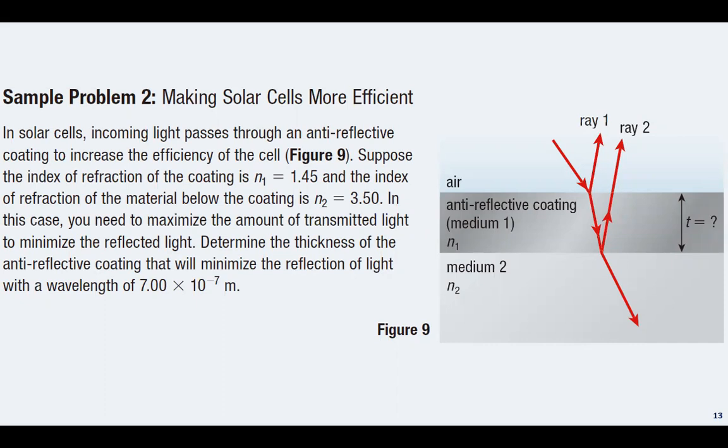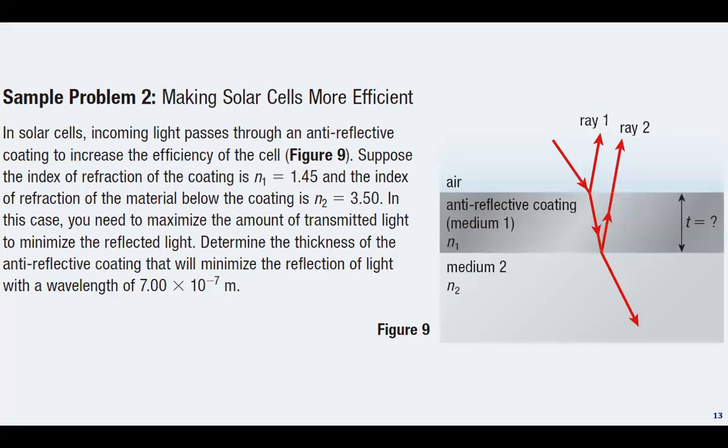So here, in solar cells, incoming light passes through an anti-reflective coating to increase the efficiency of the cell, which is shown here in figure 9. Suppose the index of refraction of the coating is denoted by n1, which is 1.45, and the index of refraction of the material under the coating is n2 equals 3.50. In this case, you need to maximize the amount of transmitted light to minimize the reflected light. Can you determine the thickness of the anti-reflective coating that will minimize the reflection of light with a wavelength of 7 times 10 to the power of negative 7 meters?